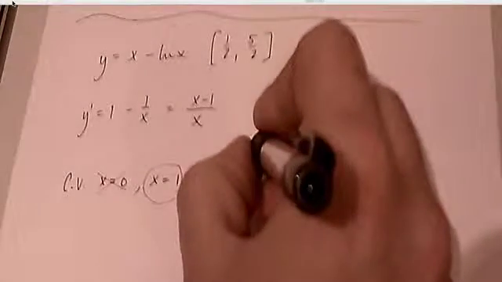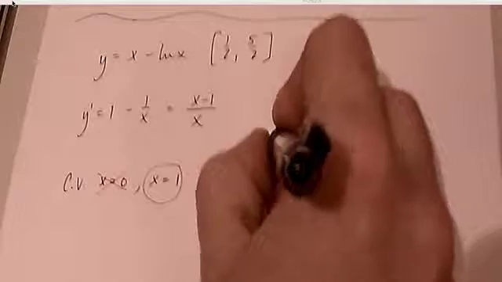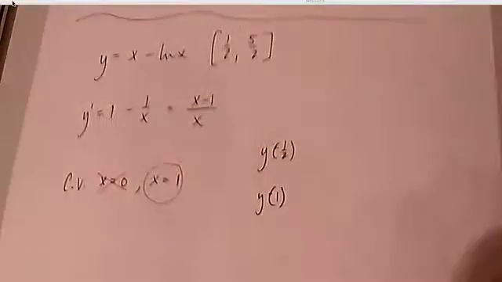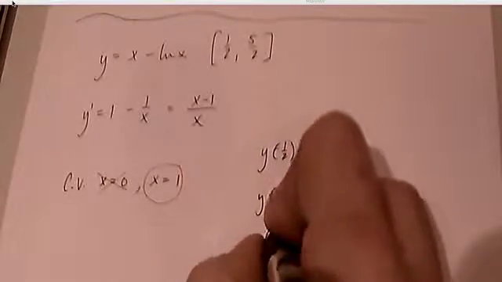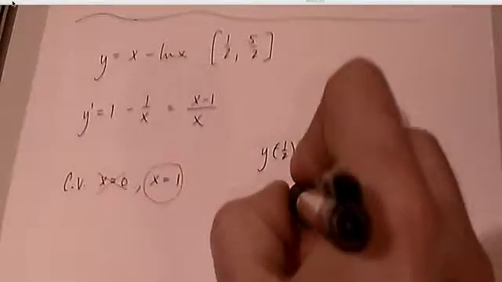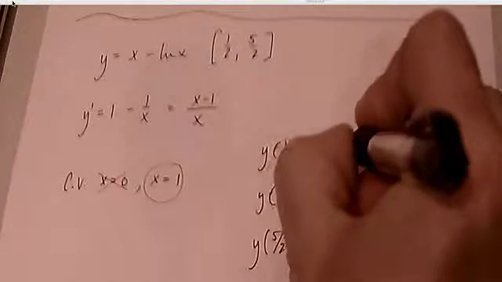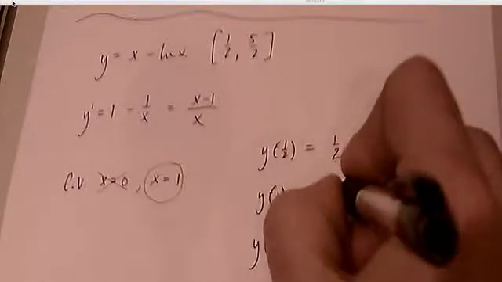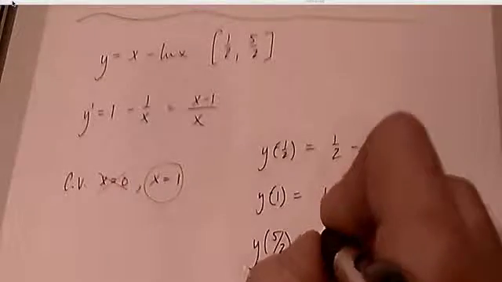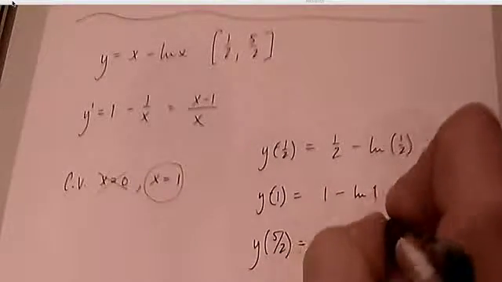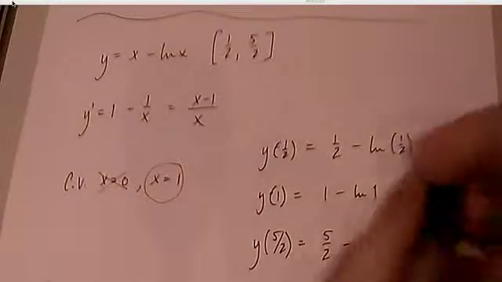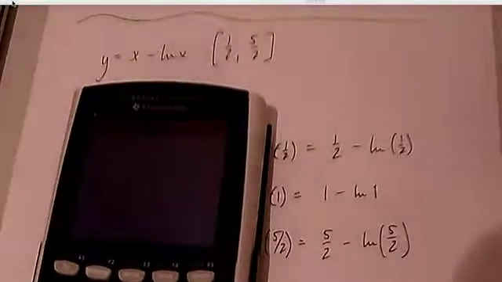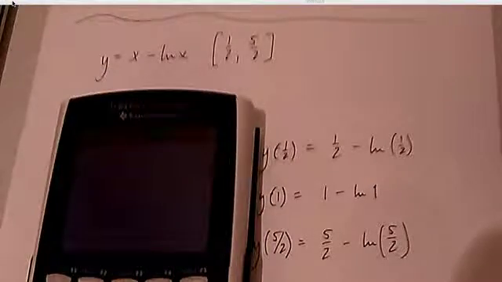And therefore, let's go ahead and say, well, y of 1/2, y of 1, I keep wanting to do something other than what my mouth is saying. And this winds up being 1/2 minus natural log 1/2. This is 1 minus natural log 1, and this is 5/2 minus natural log 5/2. And of course we can use our calculator to evaluate all of those. That shouldn't be too tough.